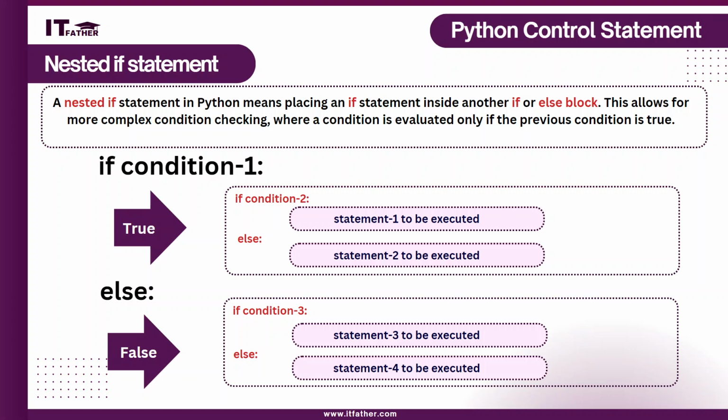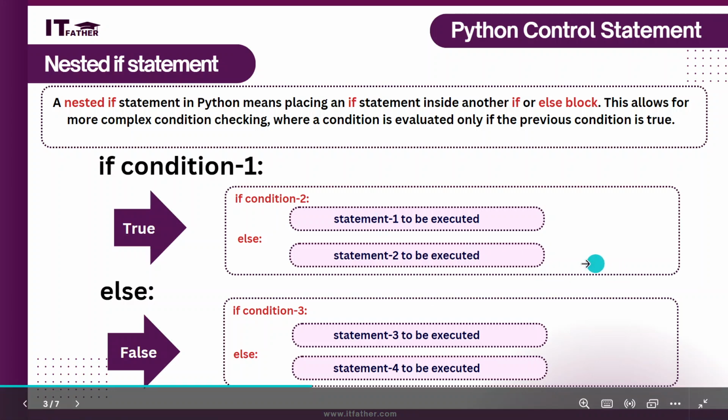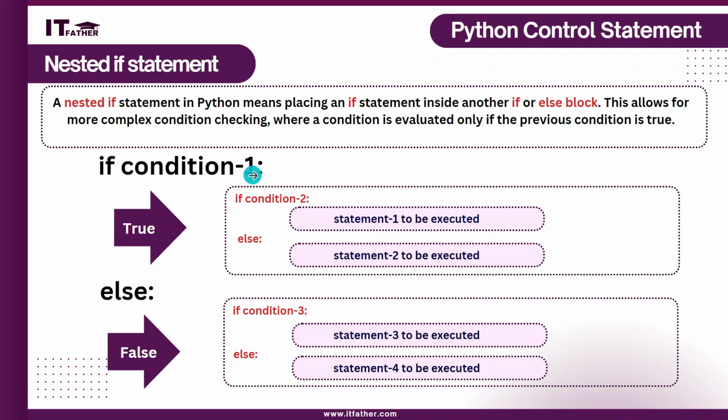Now the programs, software or applications we make online are very complex. So for checking more complex conditions, we must use nested if, and without nested if we cannot check complex conditions. As you can see on the slide, if condition number 1 is true, then condition number 2 is going to be checked. Statement number 1 will be executed if condition number 2 is true. Otherwise, if condition number 2 is false, then statement number 2 will be executed.